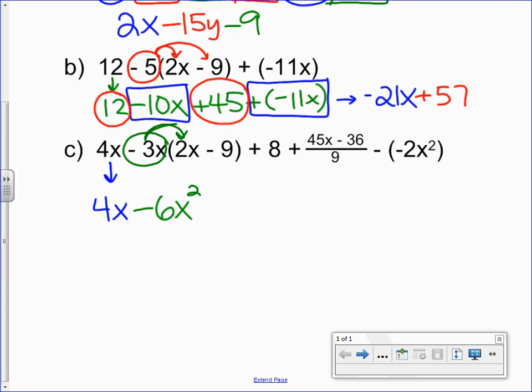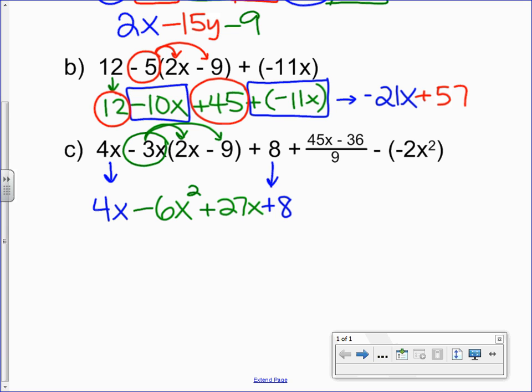Negative 3x then times negative 9. The negative 3 times negative 9 is positive 27. And because it's negative 3x times negative 9, it's 27x. The plus 8 is going to come straight down into my next line, because I'm not doing any distribution with that.